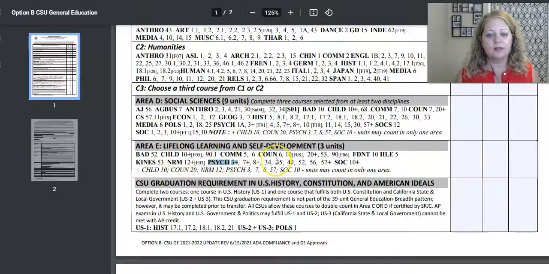This is a 3-unit class or a 3-unit requirement. So you need one class in here that you would want to take to satisfy that requirement.